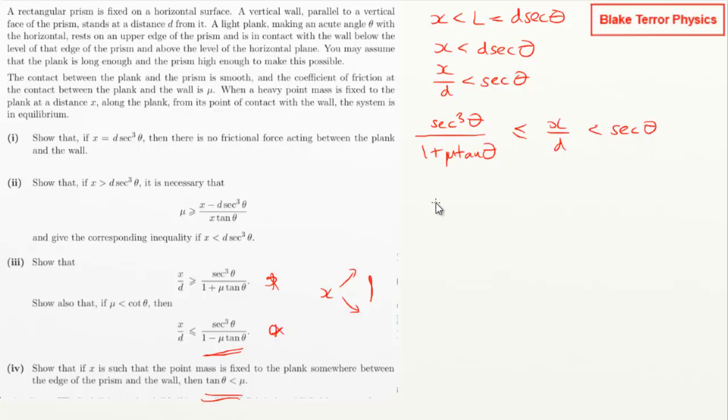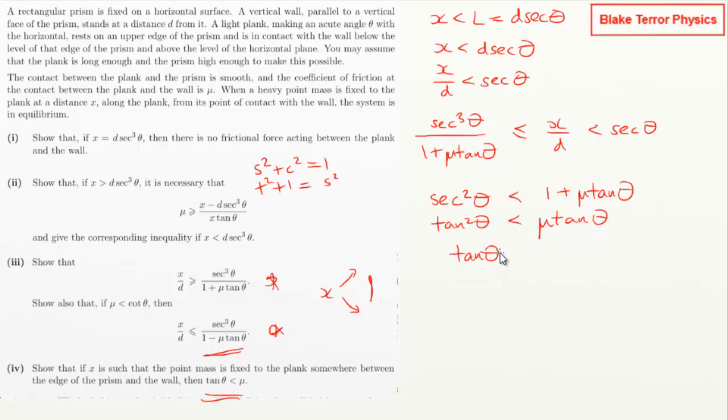So that looks plausible, doesn't it? I've got sec squared theta is then going to be less than 1 plus mu tan theta. So sec squared minus 1. Let's just make sure I'm not going to mess this up. Sine squared plus cos squared is 1. So I want to have sec squared, so I want to divide by cos squared. Tan squared plus 1 is equal to sec squared. So sec squared minus 1 is tan squared. So tan squared theta is less than mu tan theta. So tan theta is less than mu. Wonderful. So yeah, okay, that came out all right as well.